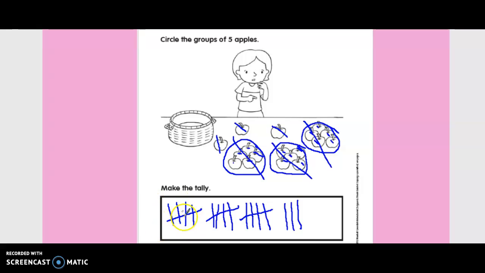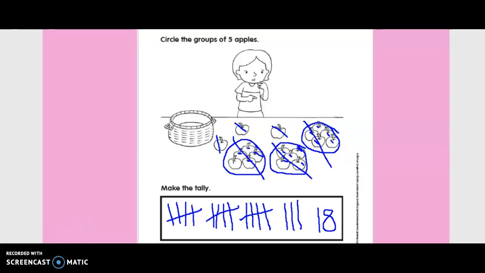All right, let's count our tallies. Ready? Remember, these are groups of 5, so we can skip count by 5. So 5, 10, 15, and then there's no more groups, so we count by 1s. So 15, 16, 17, 18. There are 18 apples.